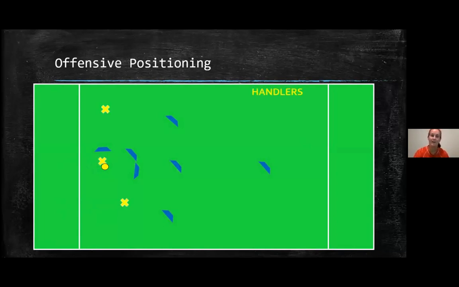So with this, we have 3 handlers. We have someone that we're going to be calling a popper for this position. So these are midfield offensive players and 2 wings. And then we have our deep player. So that's the terminology we're going to use for this.